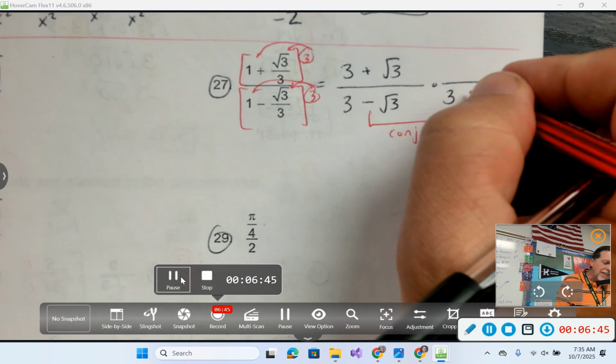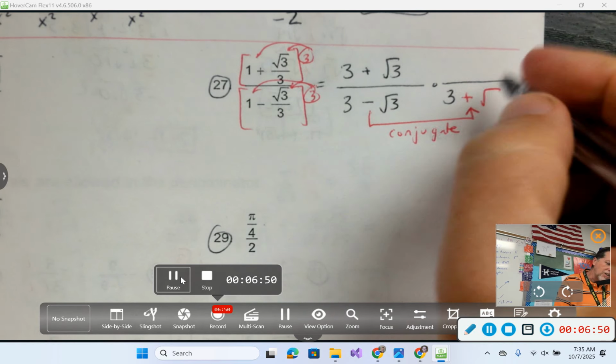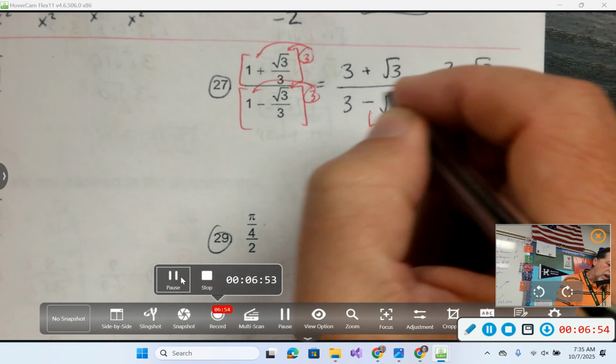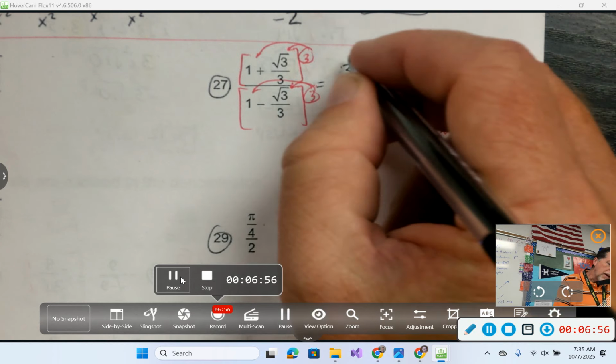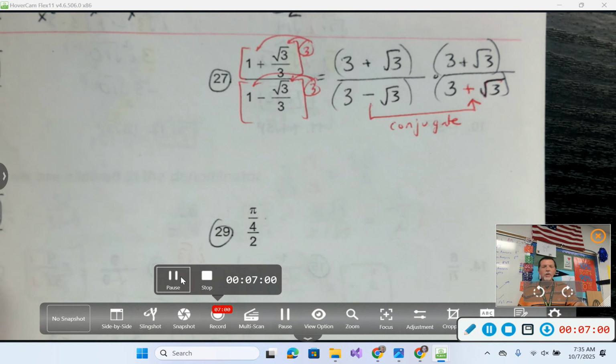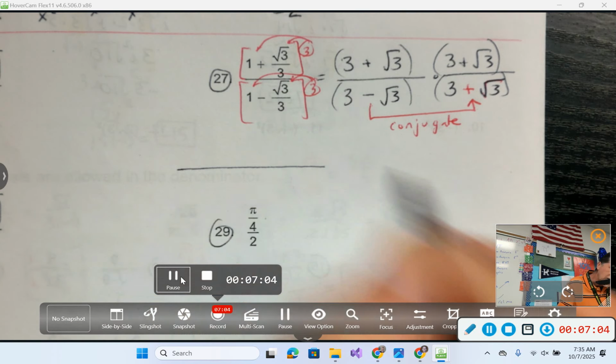So it's not the inverse. I know what you mean. You're changing the sign, but officially it's called a conjugate. And when we multiply by a conjugate, that should fix that square root, because the O and the I of FOIL will always cancel each other out.